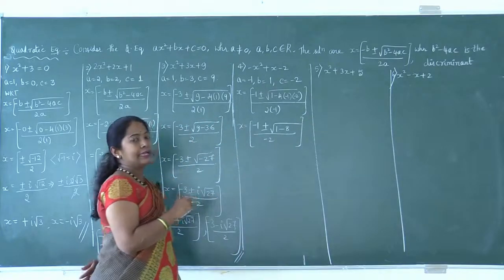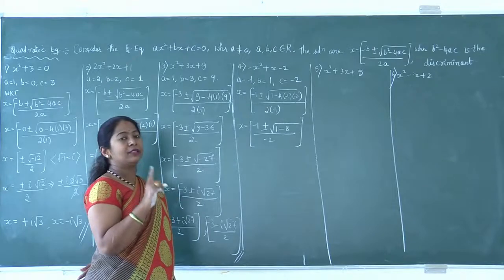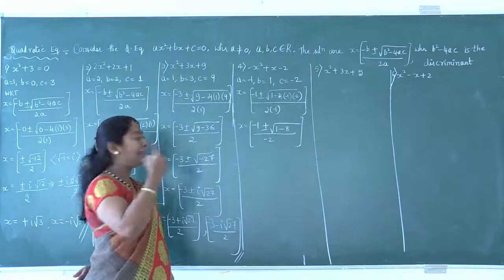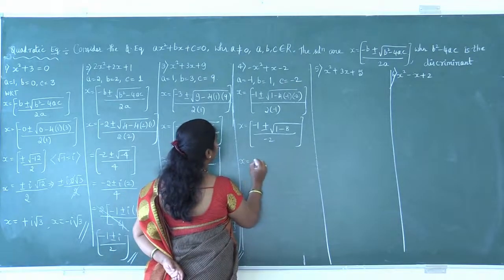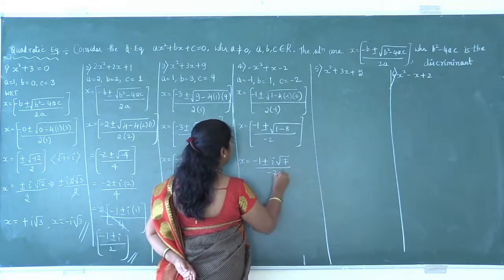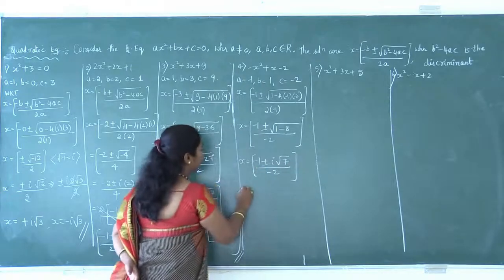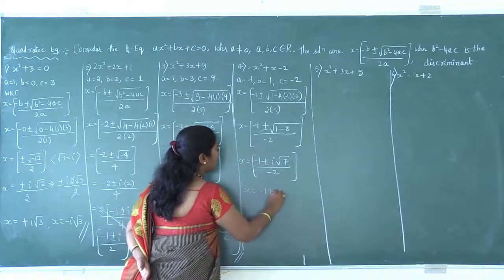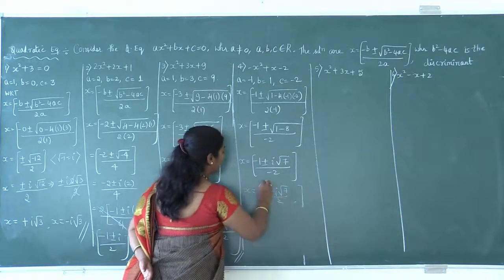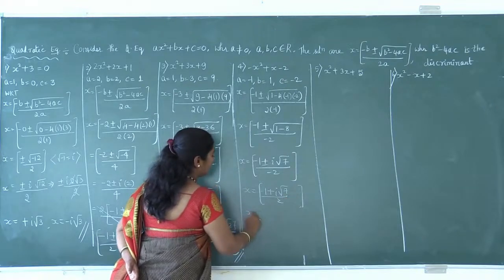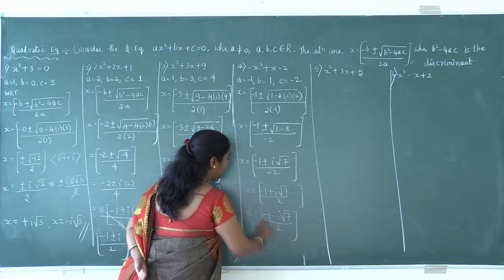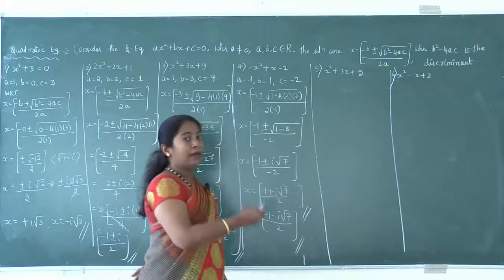What is 1 minus 8? Minus 7. Root of minus 7 has to be represented in terms of a complex number, so I will write plus or minus i into root 7. So x is equal to minus 1 plus or minus i root 7, divided by minus 2. So what are the solutions here? Two solutions: minus 1 plus i root 7, whole thing divided by 2, and the other solution is x is equal to minus 1 minus i root 7, whole thing divided by 2. One for plus and one for minus.